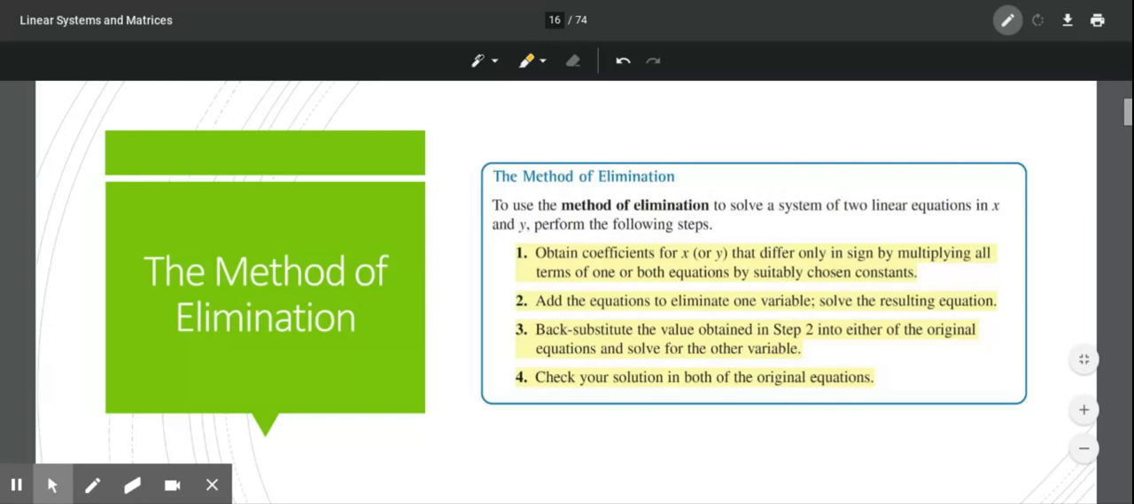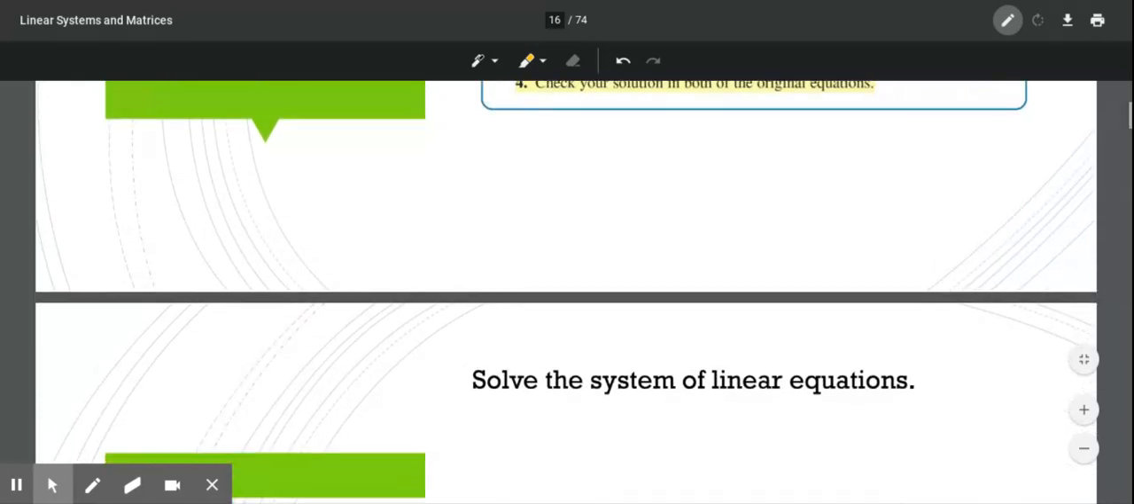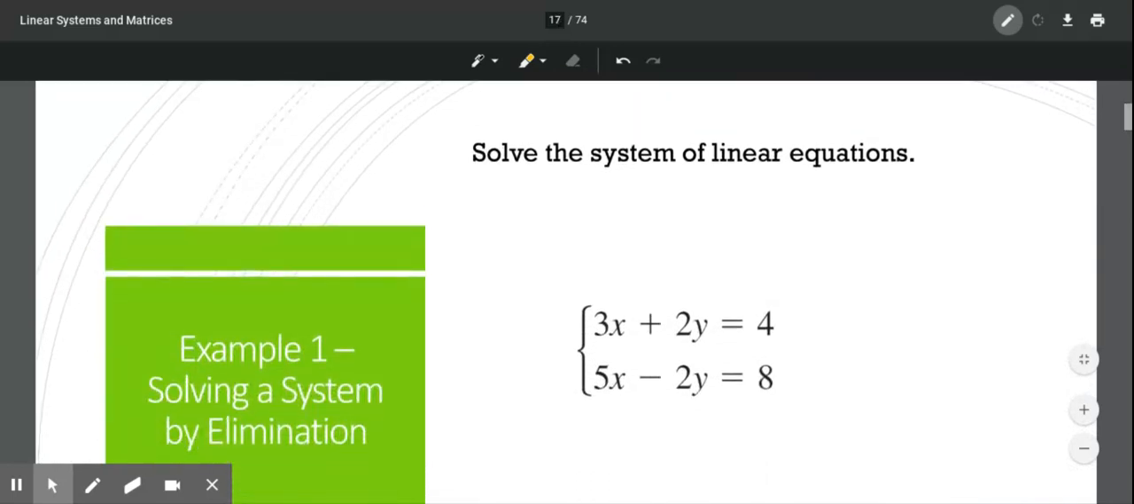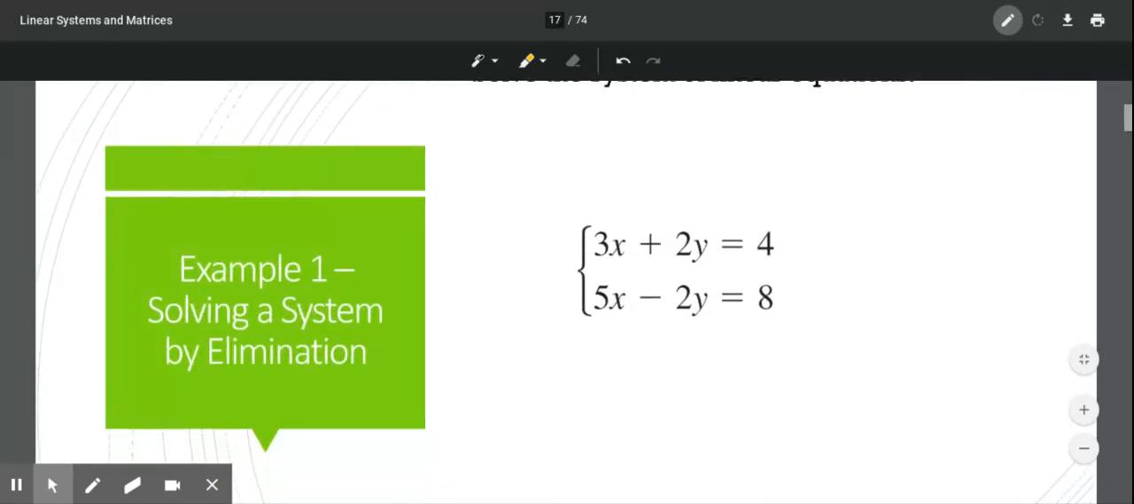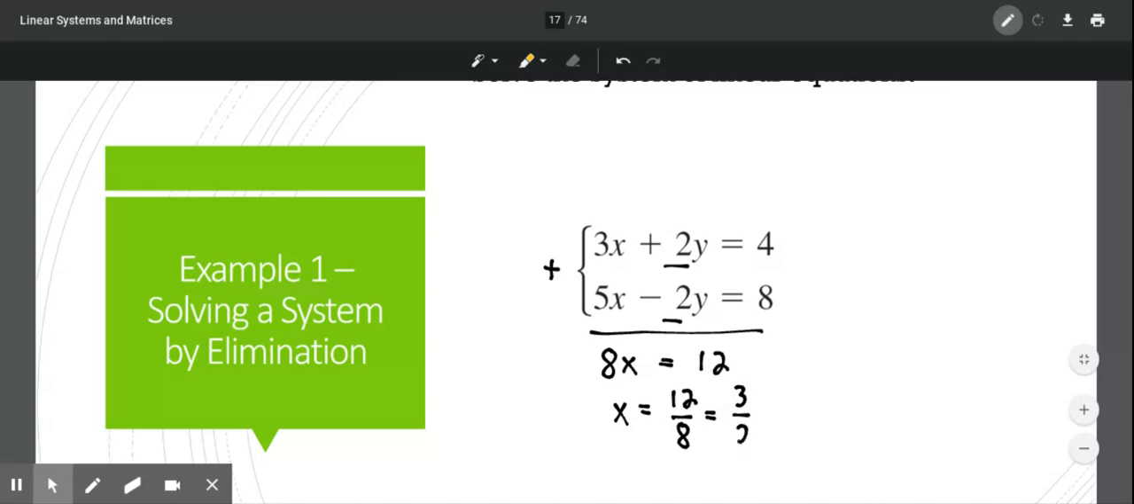Set up your system so that one of the variables will be eliminated, solve for the other variable, and then substitute back in for whatever variable was eliminated. So let's look at this first example here. It's set up for us so that if we were to combine these two equations, our y's would be eliminated. So if we have 3x plus 5x, we would get 8x. Positive 2y and negative 2y is 0. And then 4 plus 8 is 12. And so we would get x equals 12/8, which is the same thing as x is 3/2.